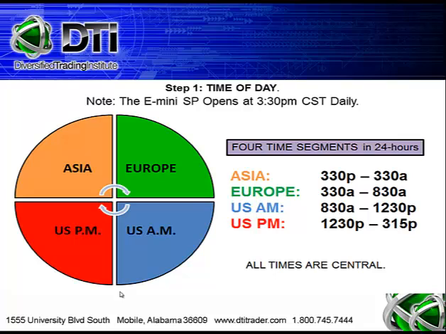When we start looking at a 24-hour market, we have to divide it up into 4 separate time segments. These 4 separate time segments deal with the Asian markets, the European markets, our morning session here in the United States, and of course the afternoon session.